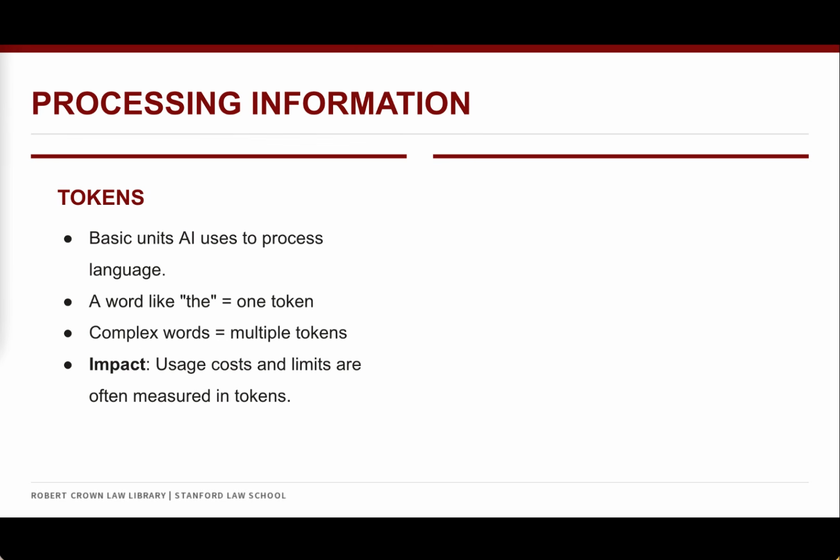When the AI processes your input, it breaks everything down into tokens, a basic unit AI models use to process language. A word like "the" might be one token, while a more complex word like "complicated" might be several tokens. Why does this matter? AI usage is often measured in tokens, and models have limits on how many tokens they can juggle at once.